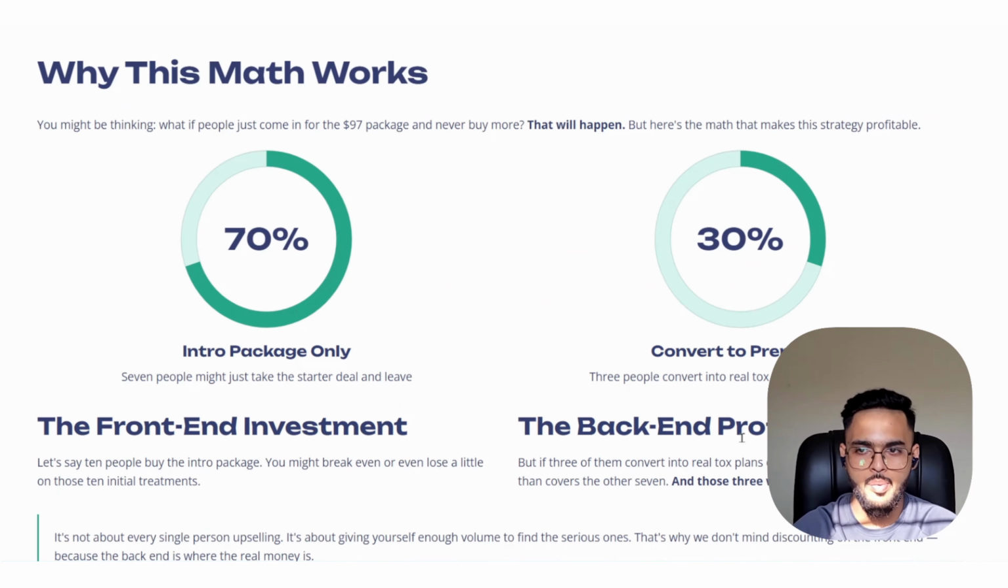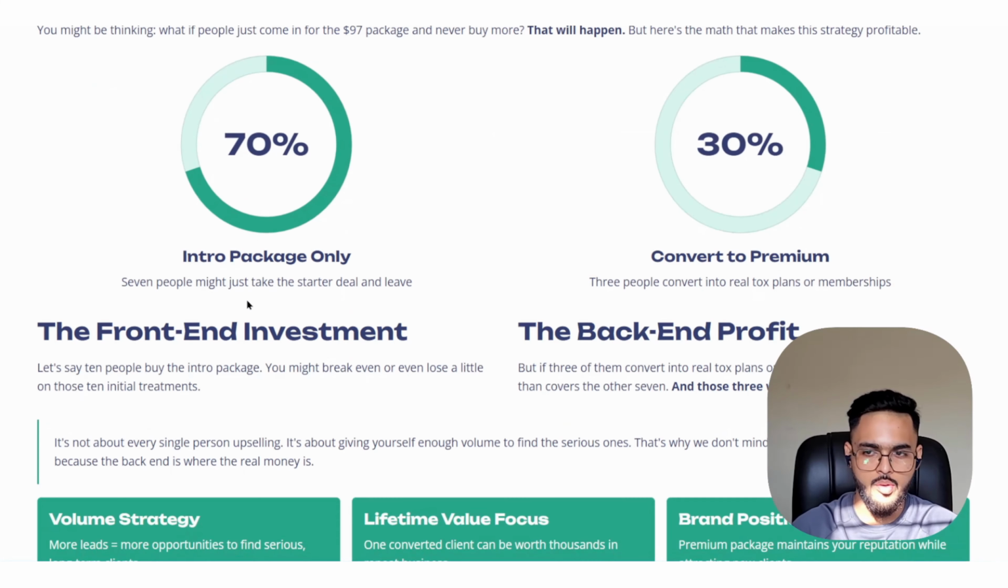Now, you might be thinking, what if people just come in for the $97 package and never buy more? To be honest with you, that will happen. But here's the math that makes this strategy profitable. Let's say seven people might just take the starter deal and leave. 30% actually convert to the premium. So out of 10, seven buy the intro package, three buy the premium package.